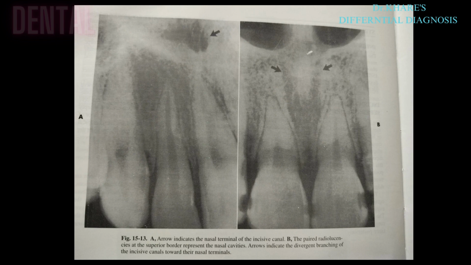In the IOPA, arrow indicates the nasal terminal of incisive canal. In the IOPA-B, the paired radiolucencies at the superior border represent the nasal cavities. Arrows indicate the divergent branching of incisive canal towards their nasal terminal.